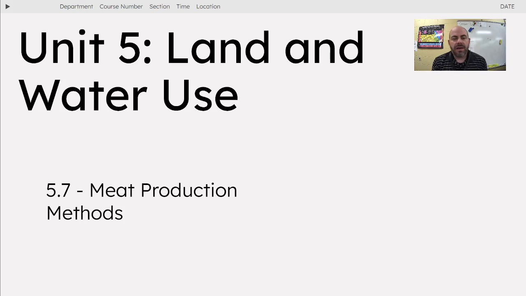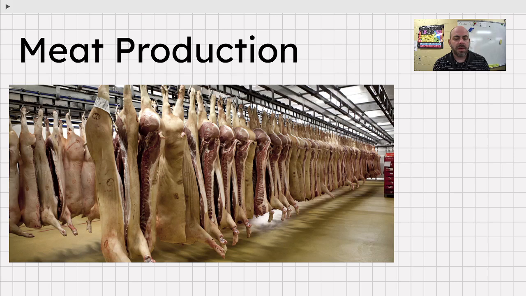Three words that I never thought I'd say, but here I am teaching Unit 5 of AP Environmental Science. Normally I teach biology and AP Biology at Murray High School in Murray, Kentucky. But here we are, 5.7 Meat Production Methods. Let's talk about meat production methods.